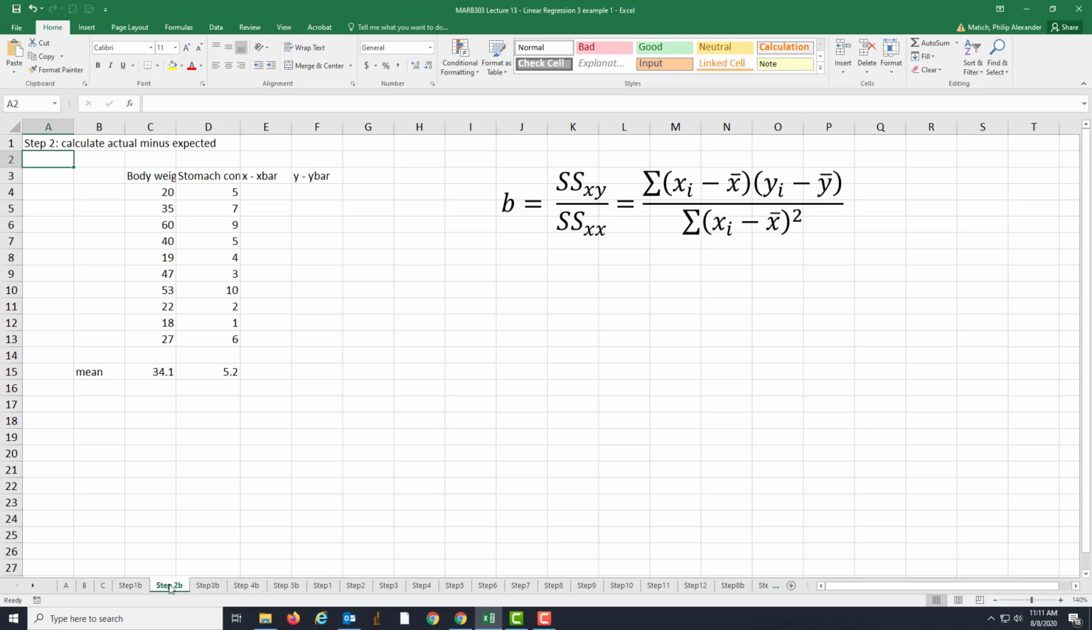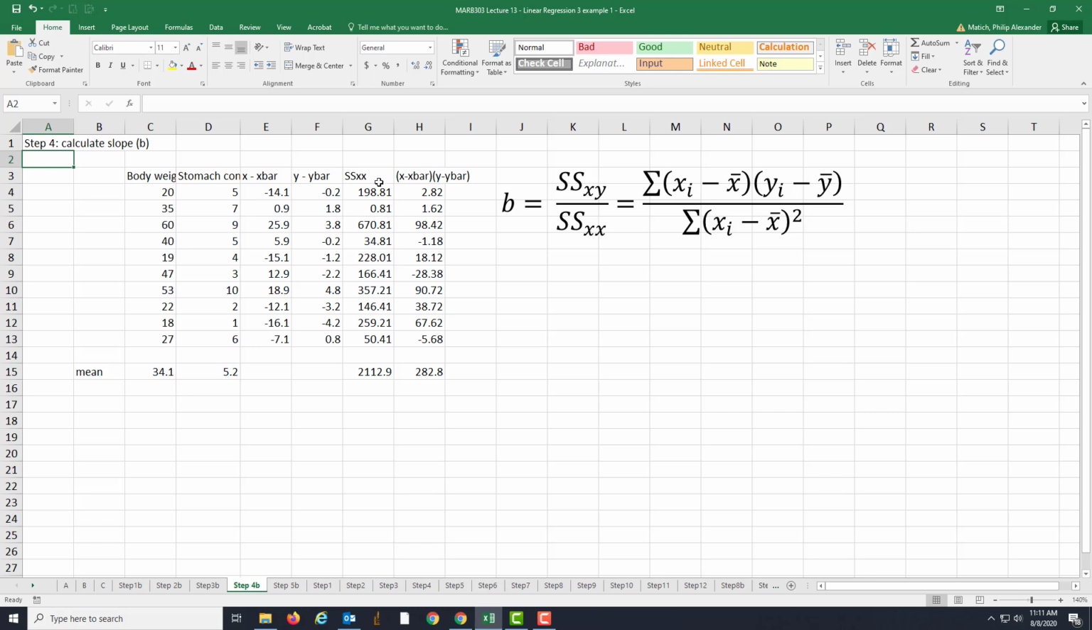We then need to calculate differences between our respective data and those means, so we can calculate those, again using formulas or doing it by hand. We're then going to need to calculate our denominator and our numerators. For the denominator, we need to take the squared values of those x values minus the means. And for our numerators, we need to multiply the difference between the data and the means for our x's and for our y's. So we can calculate those again.